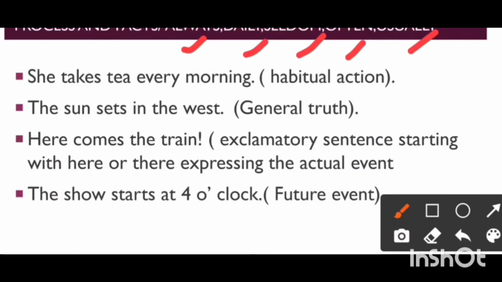So, what are the verbs used here? Takes, sets, comes, starts. So, we have added s to the first form of the verb. And these verbs are called singular verbs in present simple tense. When we add s or es to the first form of the verb, then it becomes a singular verb. And the basic rule says a singular subject takes a singular verb.